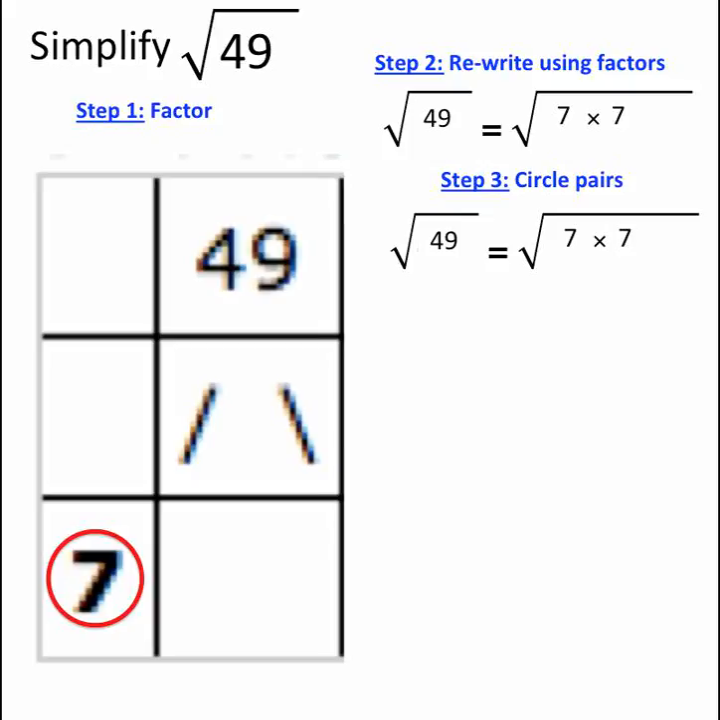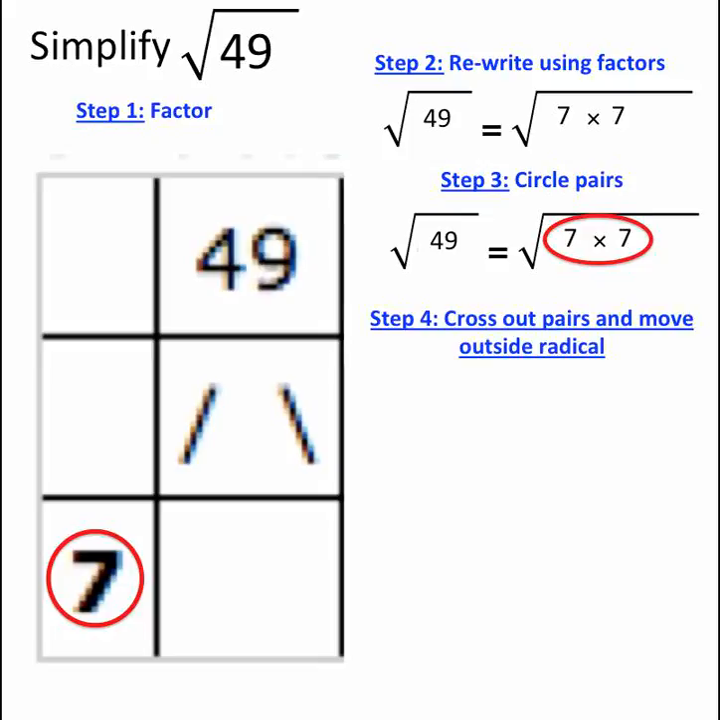Now that I have that expression of the square root of 7 times 7, I'm going to circle whatever like pairs I find. And there's one right there. 7 and 7 are both the same number, so I'm going to circle those. My next step is to cross out the pairs and move them outside the radical. So there's my expression. I'm going to cross out the 7s and just move them outside.